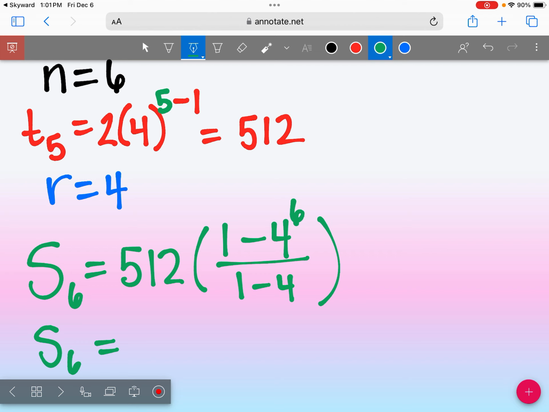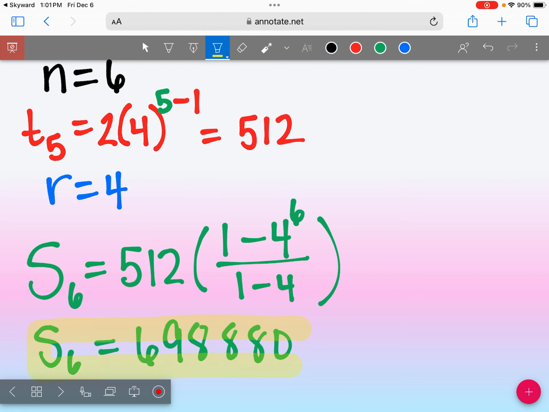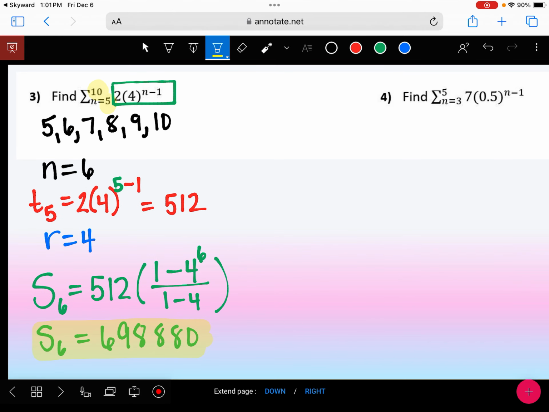All right, you should get a pretty big number. I got 698,880. Anybody else get that answer? Anybody need help typing it in the calculator? Any questions so far? All right, let's look at this next one here.